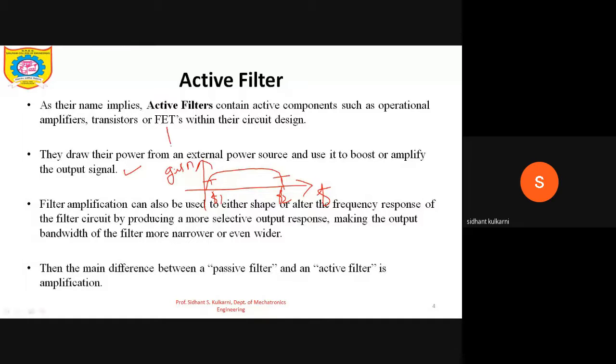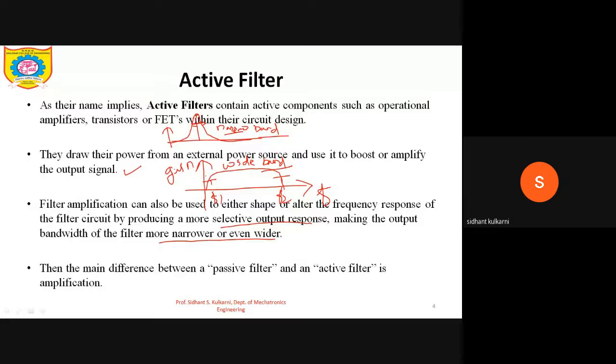Now, if it is designed at a particular frequency where it gives gain at that particular frequency and other frequency components are rejected, we say that the band is narrow. So this is called a narrow band. And the earlier diagram which you are able to see is called wide band. So it can pass a wide band of frequency, or only a narrow band of frequency. So filter amplification can also be used to shape or alter the frequency response of the filter circuit, making the output bandwidth narrower or even wider. So this is the example of narrow band and wide band filter.